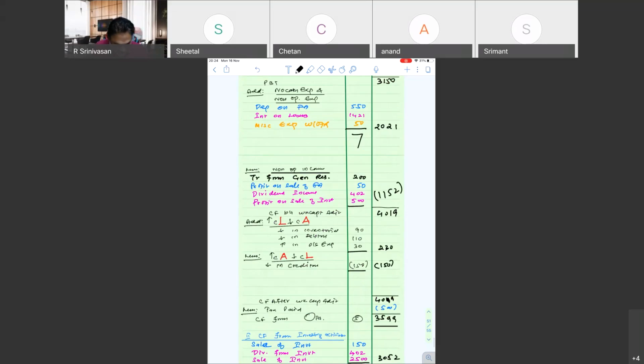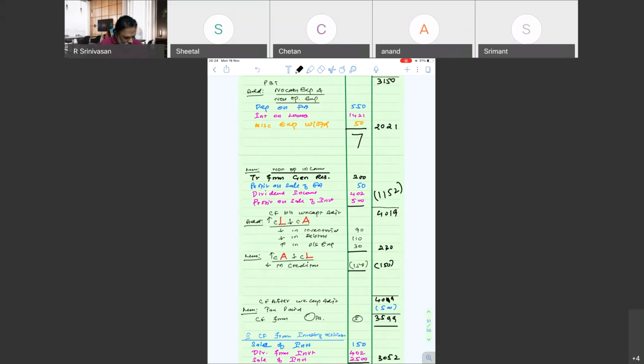And decrease in inventories to be added 90. 110 added. 150 subtracted. 30 added. Everything is perfectly correct. And why? Tax paid they have not taken at all. Tax paid they have not minused at all. Why have they not minused?